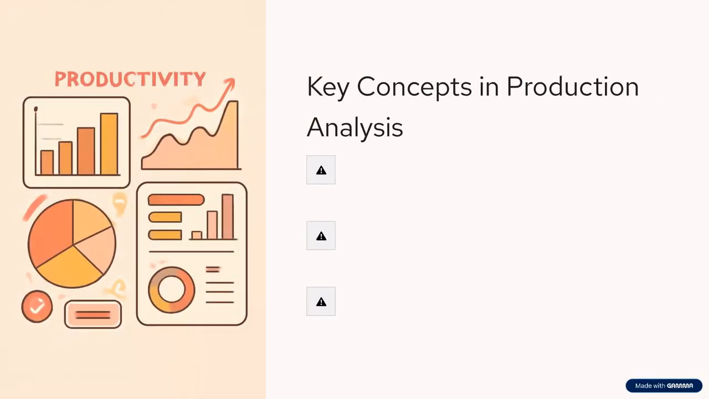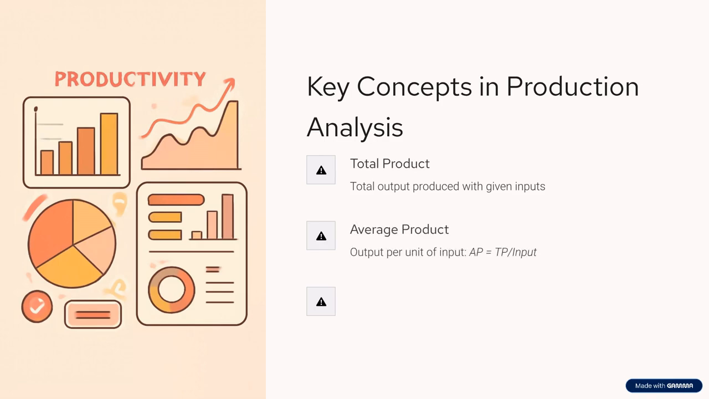Key concepts in production analysis include total product, the total output produced with given inputs. Average product is the output per unit of input. Marginal product is the additional output from one more unit of input.